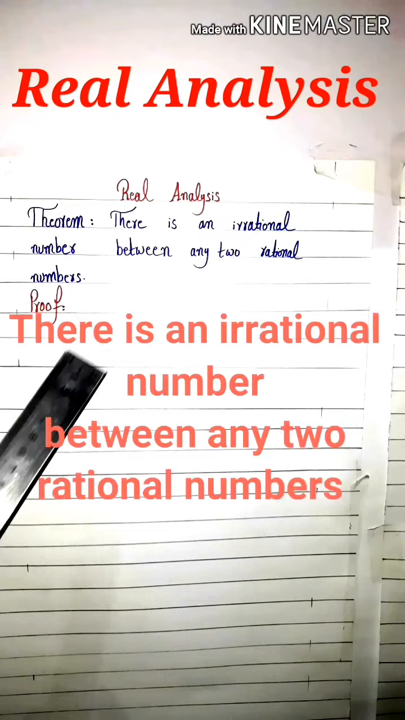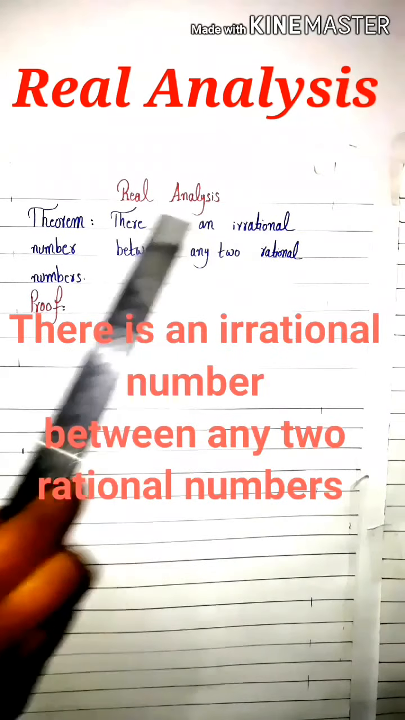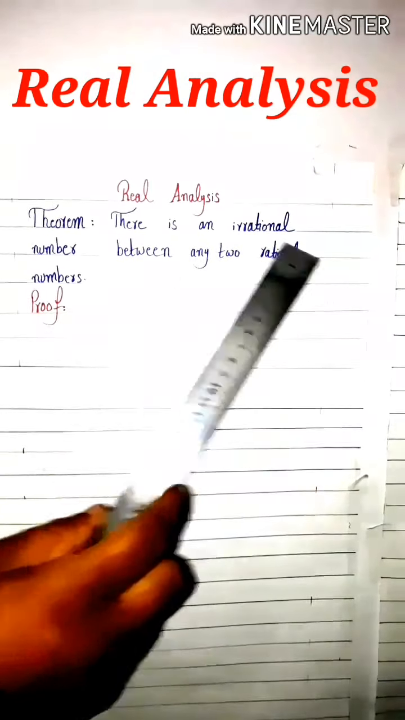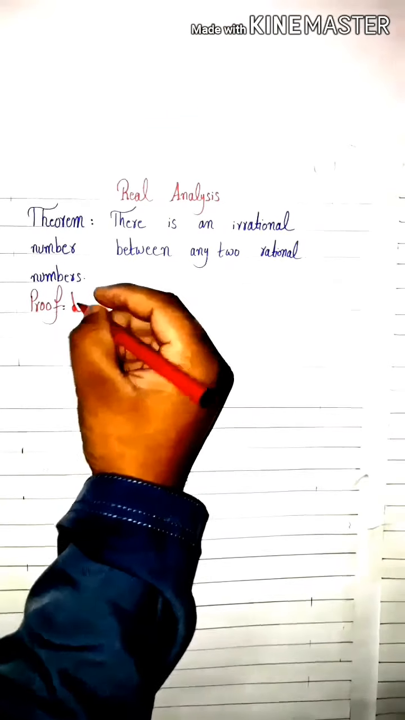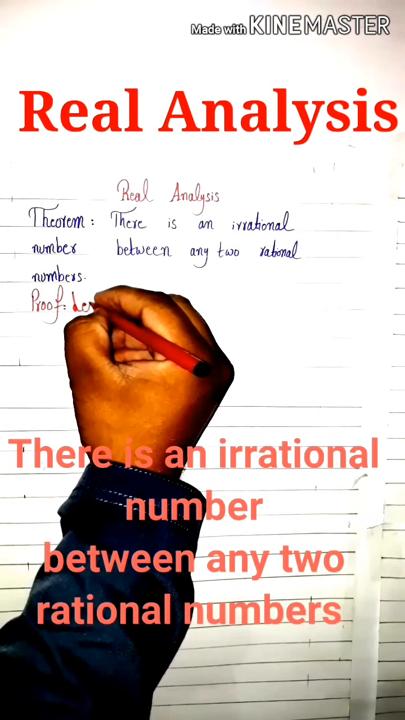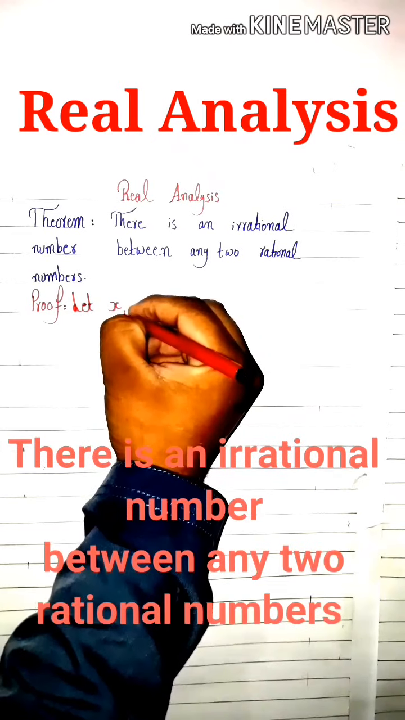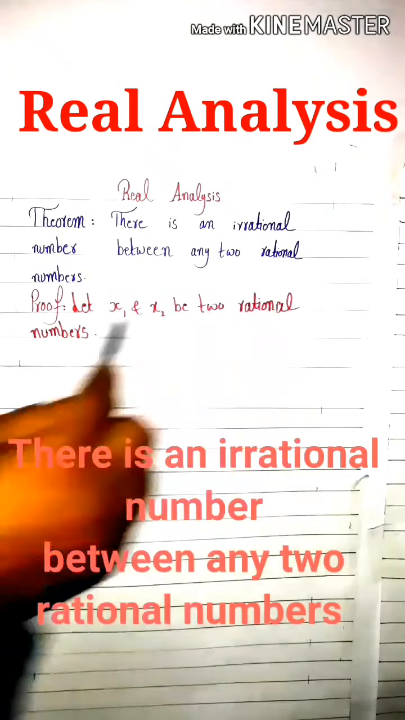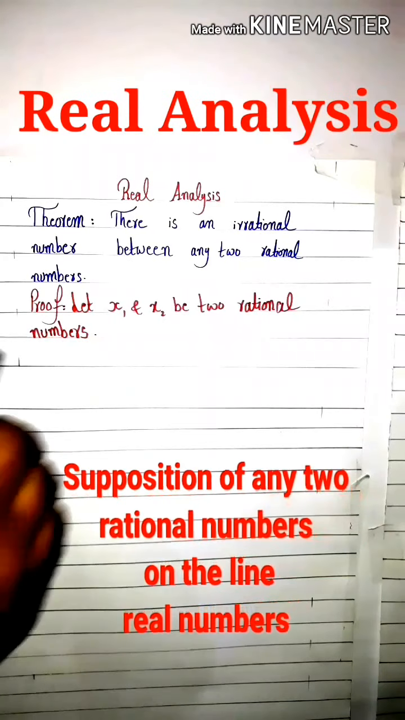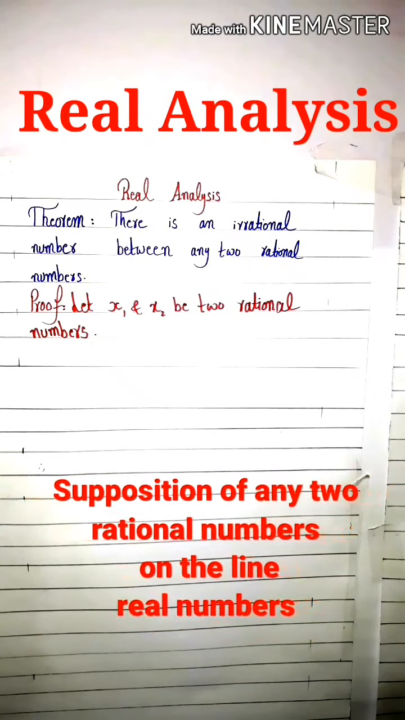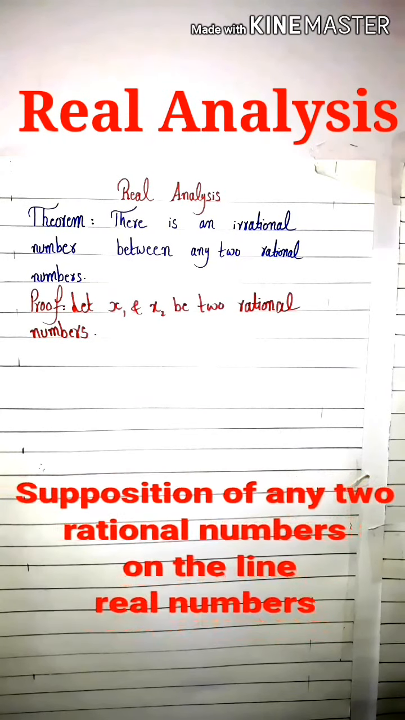There is an irrational number between any two rational numbers. Let x1 and x2 be any two rational numbers. Position of any two rational numbers.